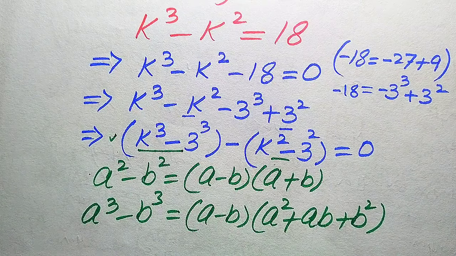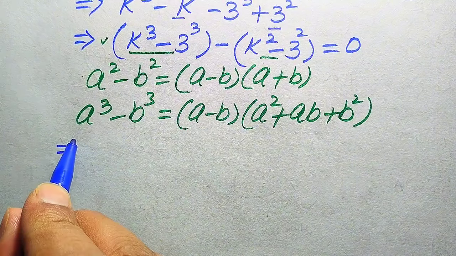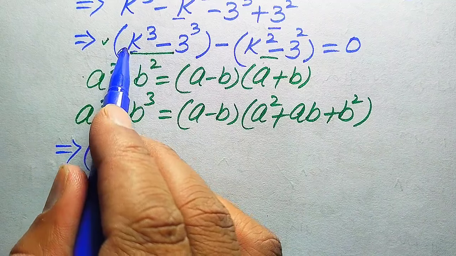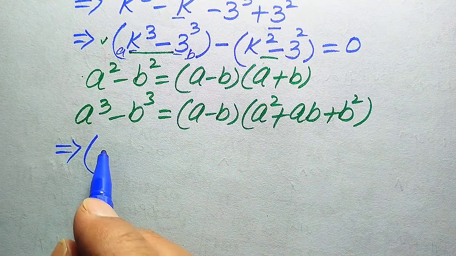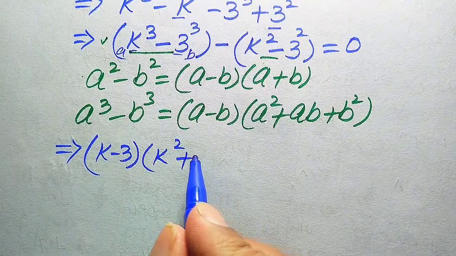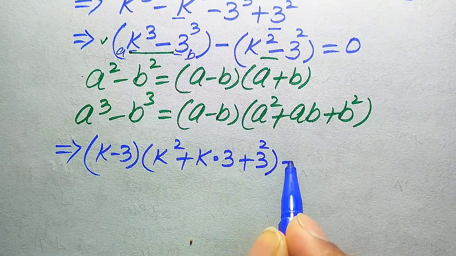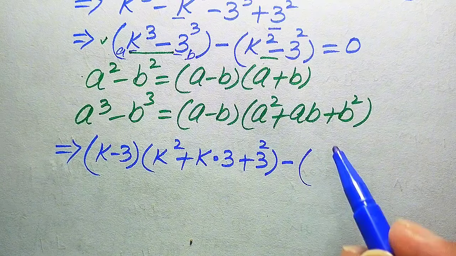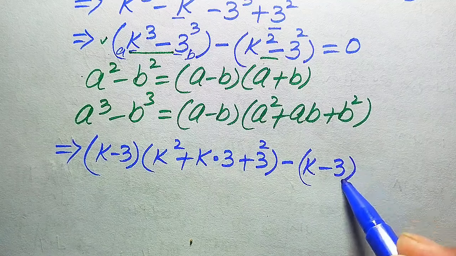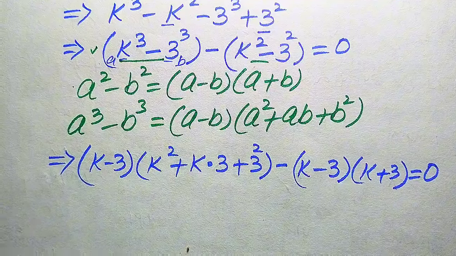Okay, so here first we use the cubic formula on the first term, and after applying this formula our first term is written as a minus b, here our a is k and b is 3, so it will be written as k minus 3 times k square plus k into 3 plus 3 square, and minus, in the second term we use the square formula, and it will be written as k minus 3 times k plus 3, and this whole equation is equal to 0.